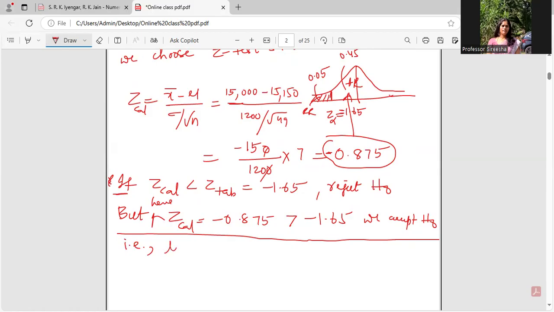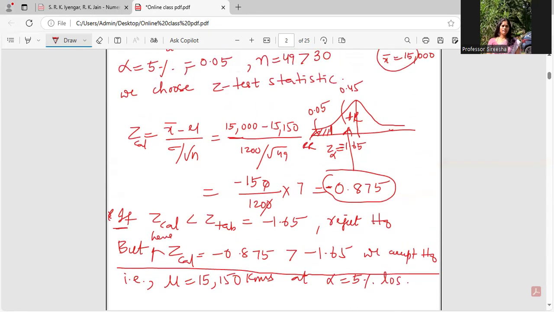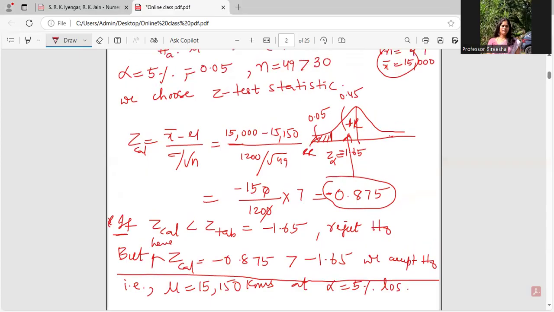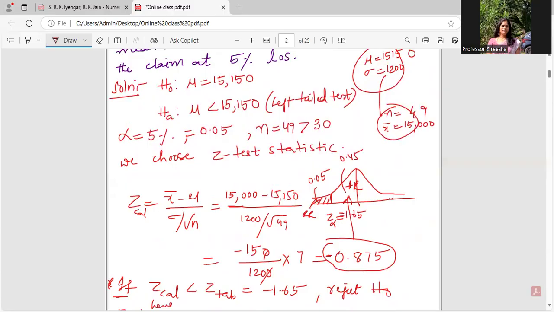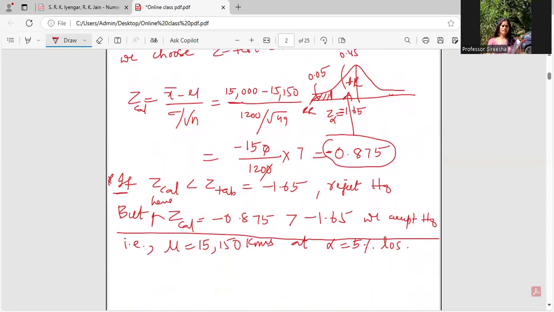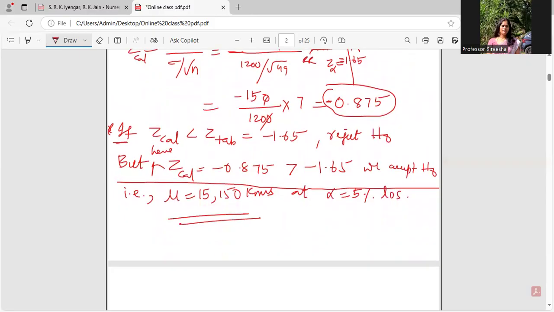mu is equal to 15,150 kilometers, or minutes, or whatever you will write, at alpha equal to 5% level of significance. At a different level of significance, you can reject as well, but with 5% level of significance, I am accepting. You can just see here, guys, H naught I have set in terms of mu is equal to 15,150. That's how I will write an answer. Nothing more, nothing less.